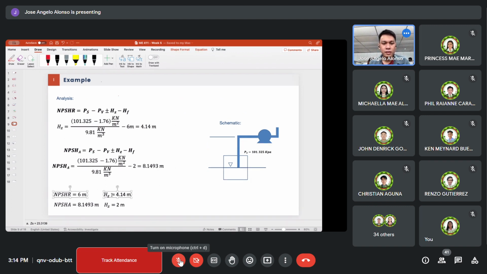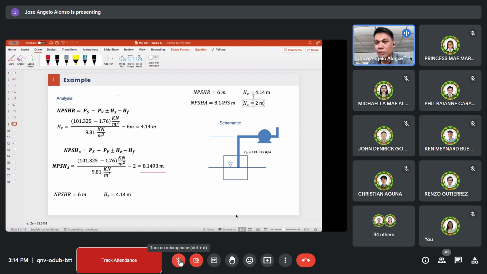So for a given net positive suction head required of 6 meters, ang nakalculate natin na elevation must be 4.14 meters. Then what if, let's try to reduce the value of 4.14 meters into 2 meters. Ang makukuha natin net positive suction head available dito class is 8.1493. Meaning, it is still greater than the net positive suction head required. So, ano ibig sabihin nun? Ibig sabihin nun, pwede pa pala nating palapitin or make it closer yung pump natin towards si reserva.